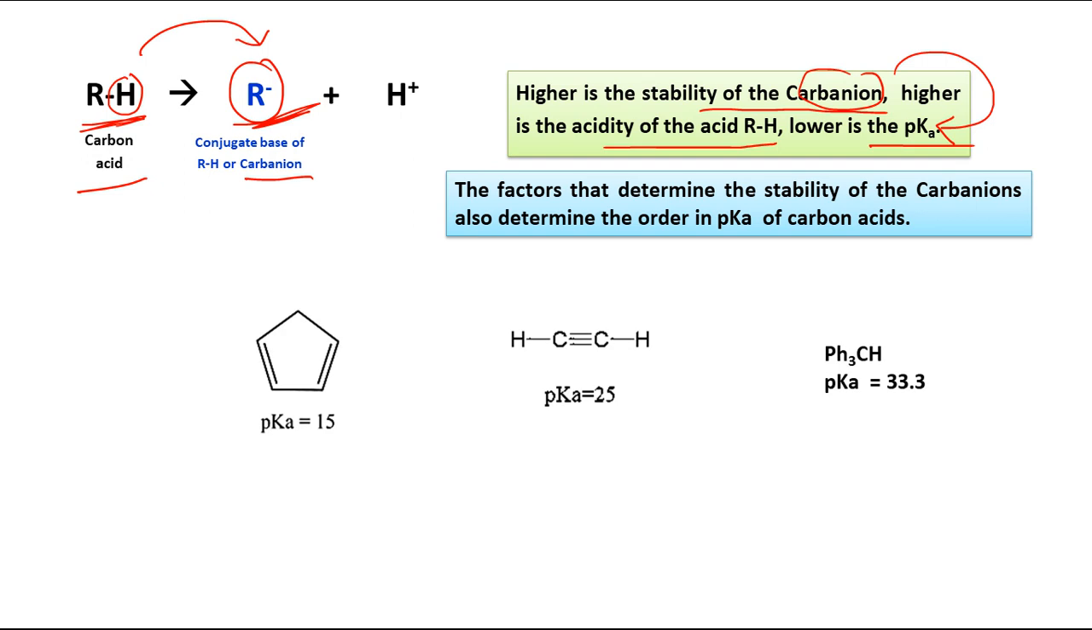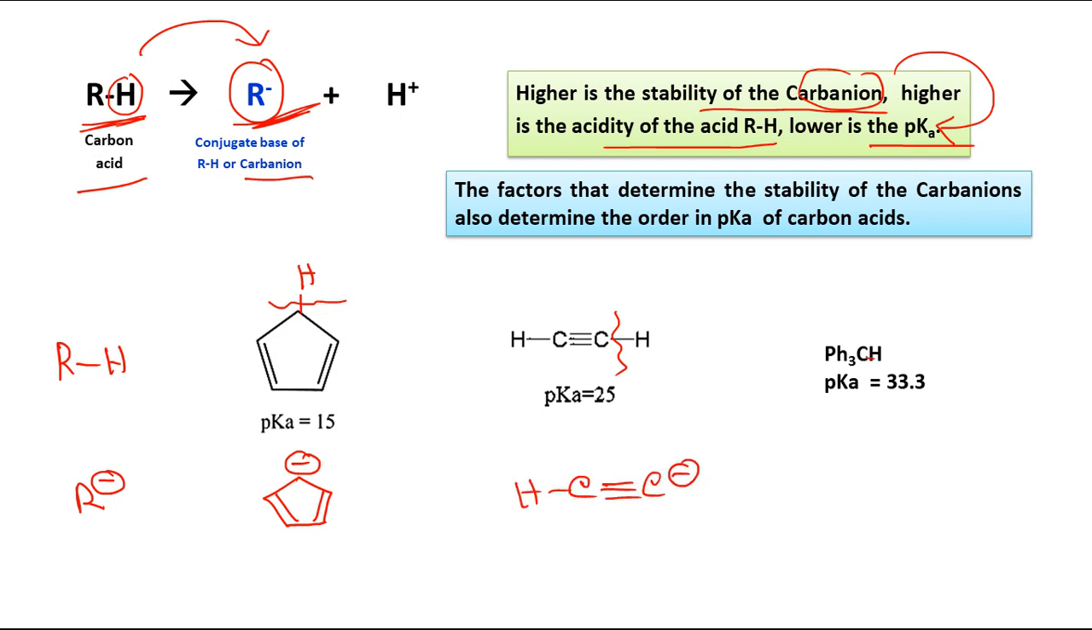Fine. So here we have these three species; try to think of them in the format RH. If all these are RH, I will just remove this H, so I am writing all the R minus that will be generated from these three species. Here we have a negative charge after breaking this C-H bond. So this is the corresponding R minus, and here we are breaking this C-H bond, so the R minus will be Ph3C minus. These are the corresponding R minus if you consider all three species as RH.